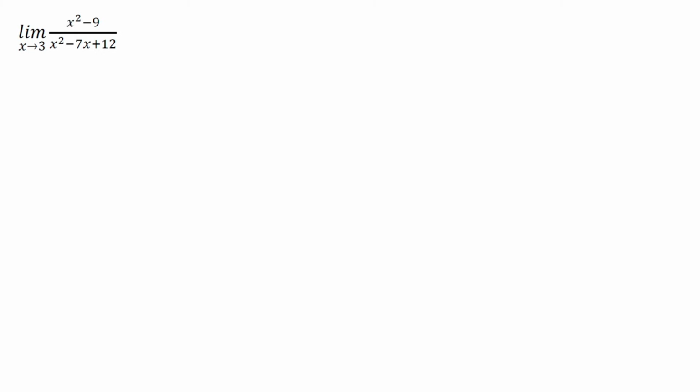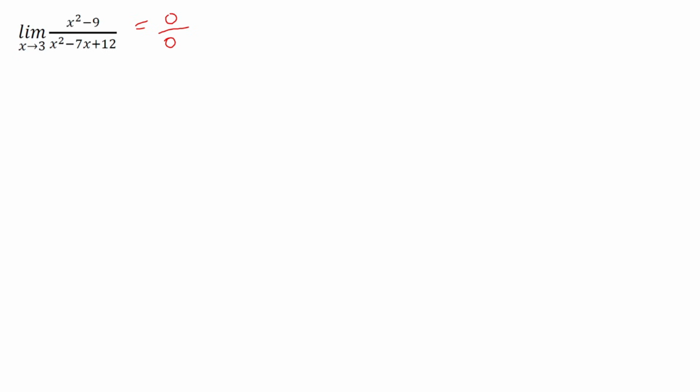For our next one here, we've got the limit as x approaches 3 of x squared minus 9 over x squared minus 7x plus 12. So if we try to plug in 3, as we should with all limits, we get 0 in the numerator, and we get 9 minus 21, which is negative 12, plus 12, which is 0. So we get 0 over 0, which means now we have to make a decision as to how we want to go about evaluating this limit.